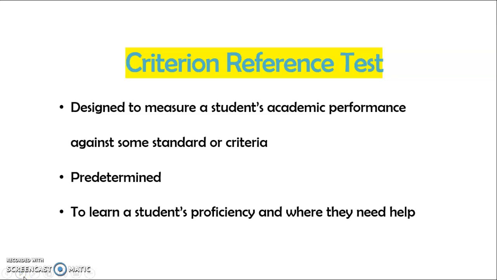So to start off, I'm going to talk about criterion reference tests. A criterion reference test is designed to measure a student's academic performance against some standard or criteria. This material will be predetermined and basically shows where a student is sitting and where they may need extra help. These tests are also used to learn a student's proficiency and learn where they need more help. This is just about any test that is given in an academic setting, such as pre-testing or standardized testing. It is all criterion referenced.